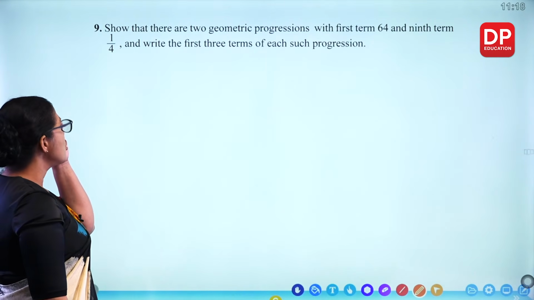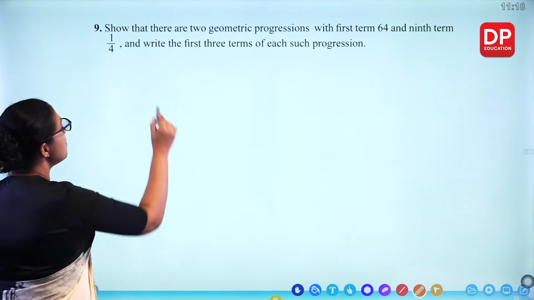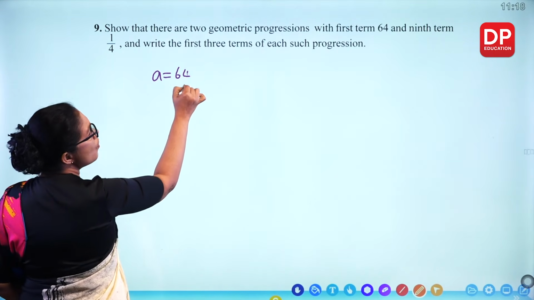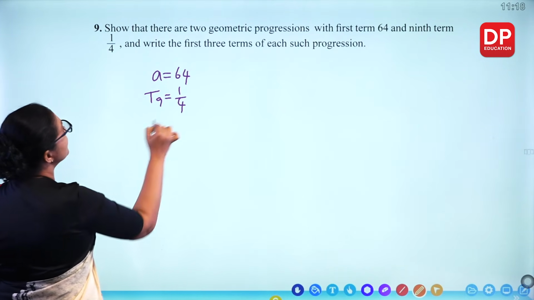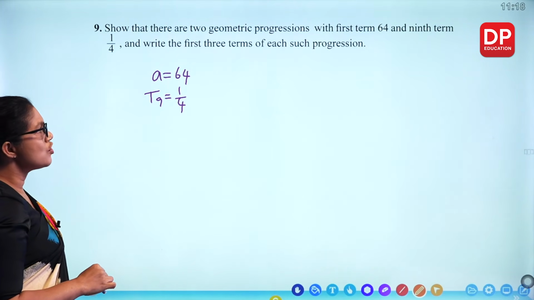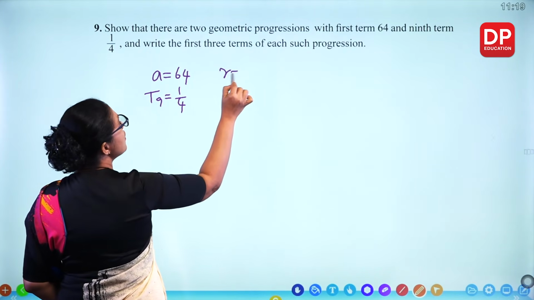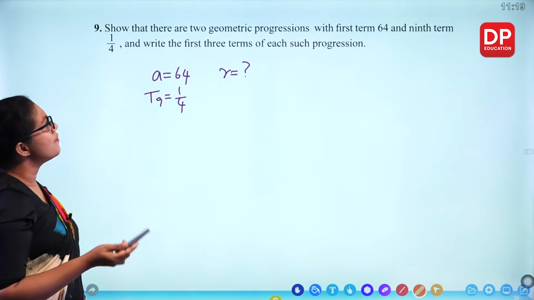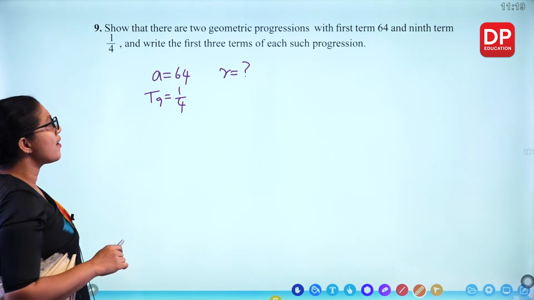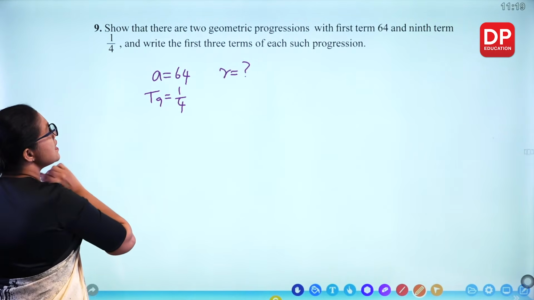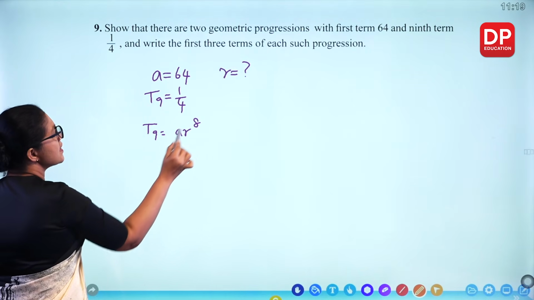Question number 9. Show that there are 2 geometric progressions with first term 64 and ninth term 1/4. Write the first 3 terms of each such progression. We need to find out r. If there are 2 geometric progressions, that means you get 2 r values. We'll see. T9 means ar to the power 8.